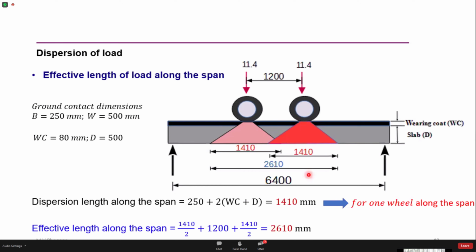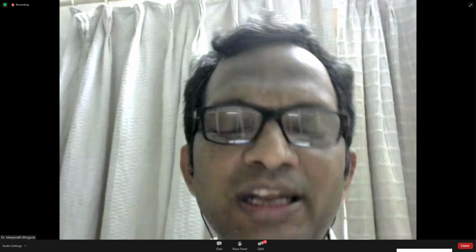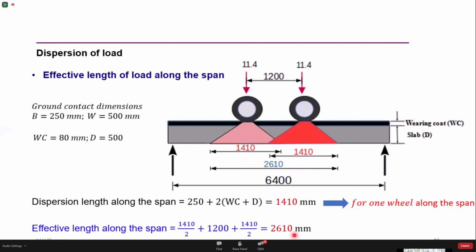The other wheel is also going to disperse through a length of 1.41 meters. Neglecting the overlap, we calculate the total length of dispersion. That works out to 2.61 meters. So this is the dispersion length of the load along the span of the slab.